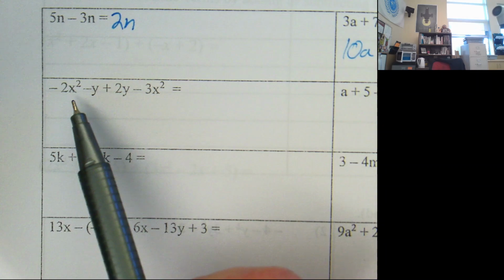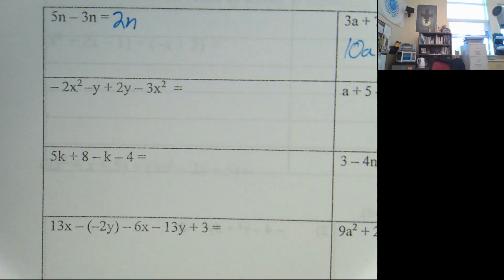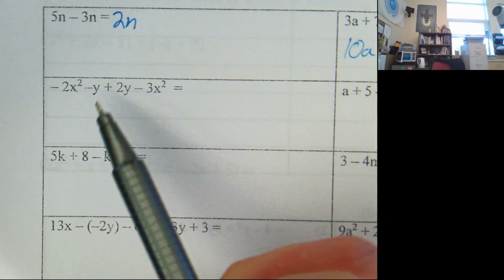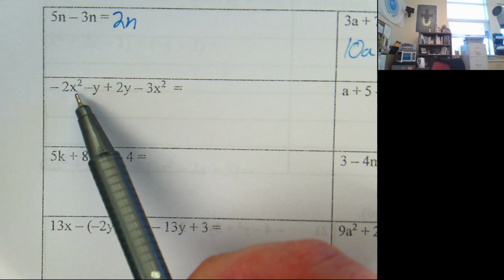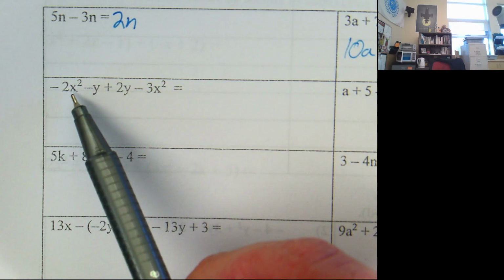So again, when you're looking at like terms, all you care about is letters and exponents. So in this first term, I have an x squared. Are there any other like terms with the x squared? You where, Garrett?